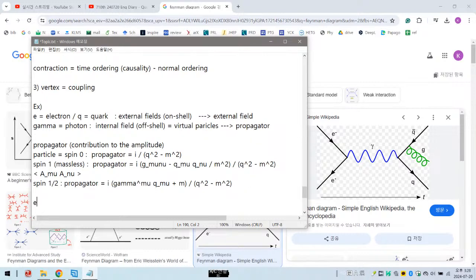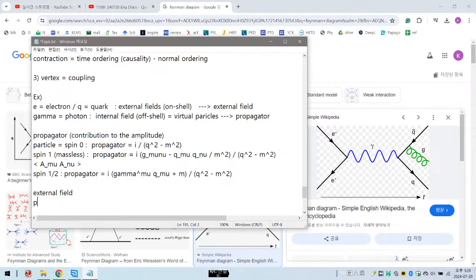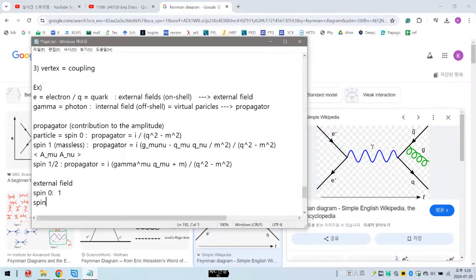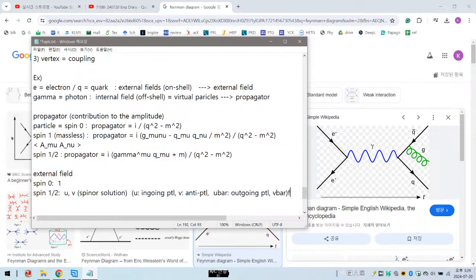It is also the same for the external lines. If the particle is spin 0, then there is no contribution; it just gives a factor of 1. But for spin 1/2, it gives us some spinor solution, u or v. The u corresponds to the particle, and v corresponds to the antiparticle, and there is also u bar, which is the outgoing particle. So u corresponds to the ingoing particle, and there are also v bar; for the antiparticle case, v bar is the ingoing antiparticle and v is the outgoing antiparticle.